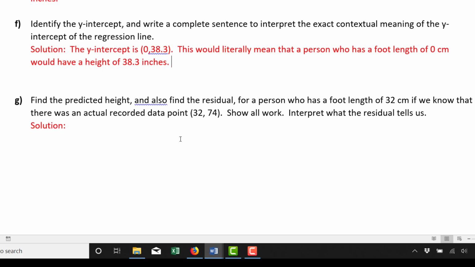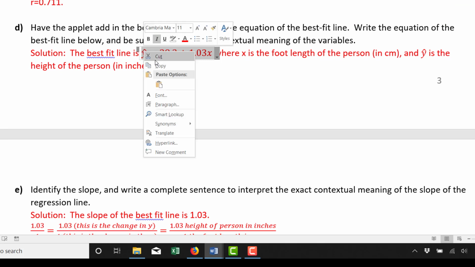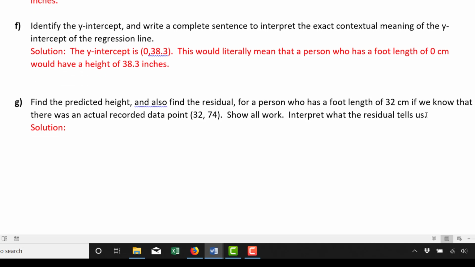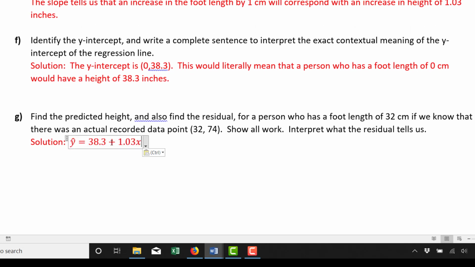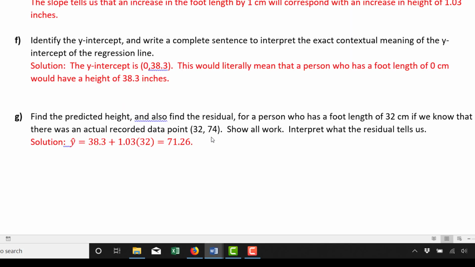Part G then says to find the predicted height and also find the residual for a person who has a foot length of 32 centimeters. And they tell us that we actually had a recorded data point of (32, 74). So we're going to use our equation of best fit, our regression equation, our model, to estimate the y hat value when x is equal to 32. I take my equation, replace the x with 32, and pop it in the calculator. When you plug in x as 32, we get a y hat equal to 71.26. This tells us the model predicts a person who has a 32 centimeter foot would be 71.26 inches tall.